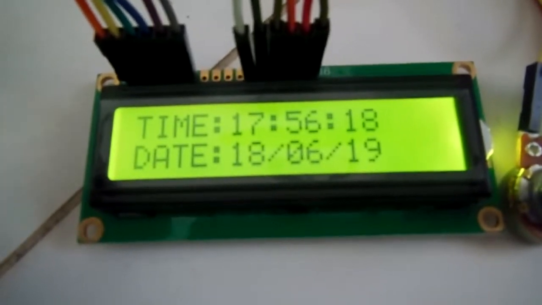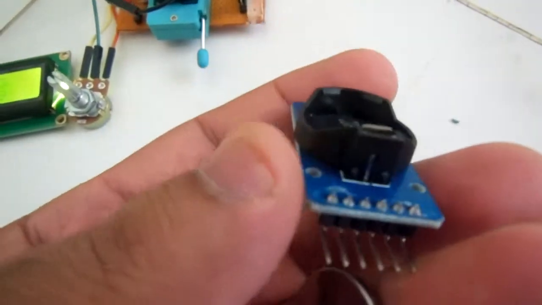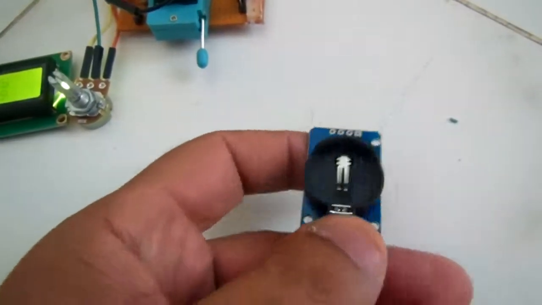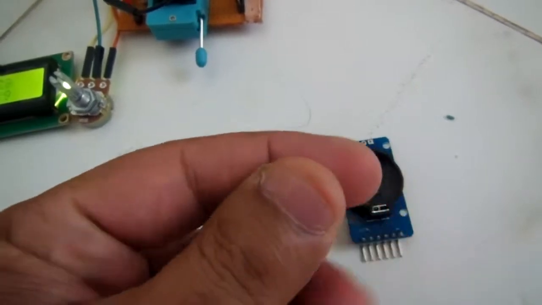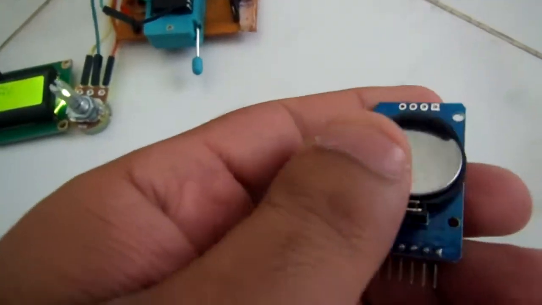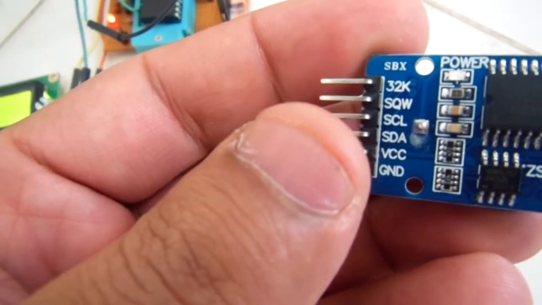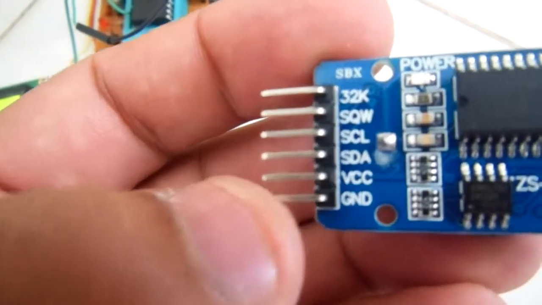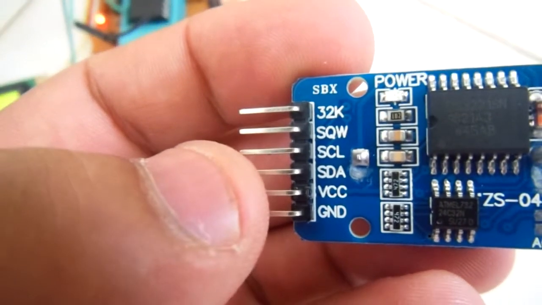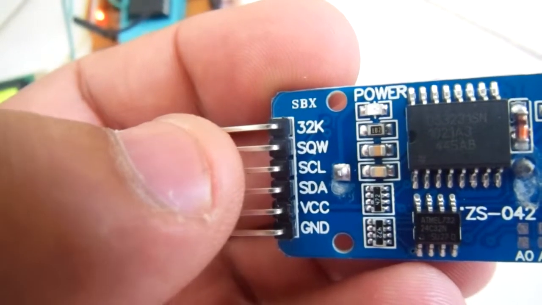Here we can see it shows the real time, and the RTC is a very good IC. As you can see, this one is for power supply. We have to put the coin battery inside it, and by I2C communication we can read this data. One pin is for ground, another pin is for VCC, one is for serial data, the next pin is the serial clock, and there are the square wave generator and the 32 kilohertz frequency generator.